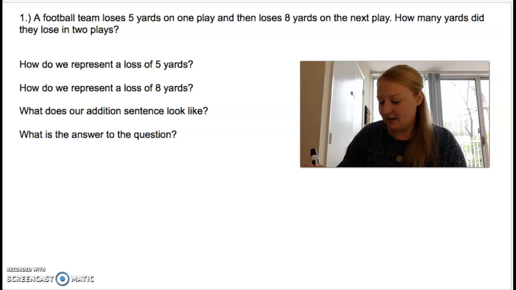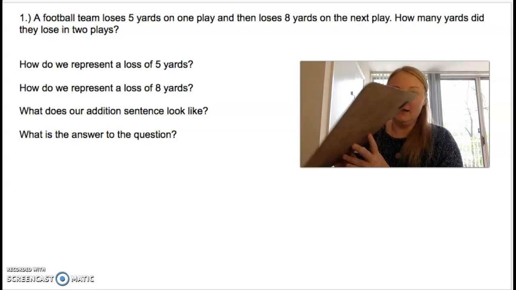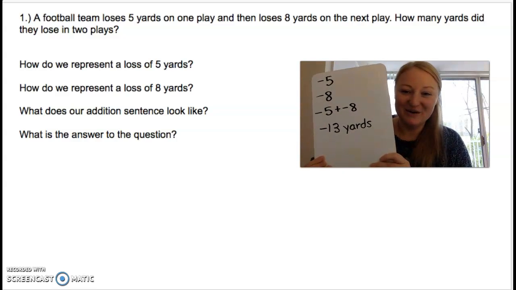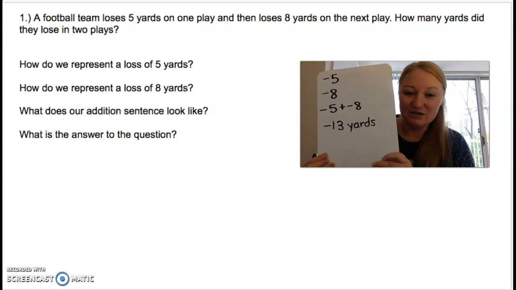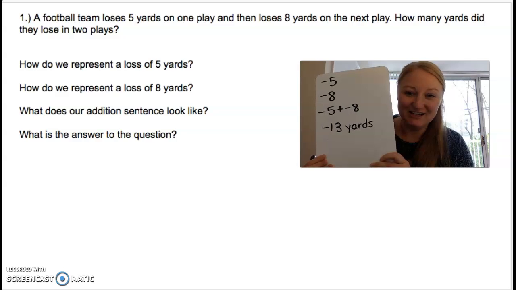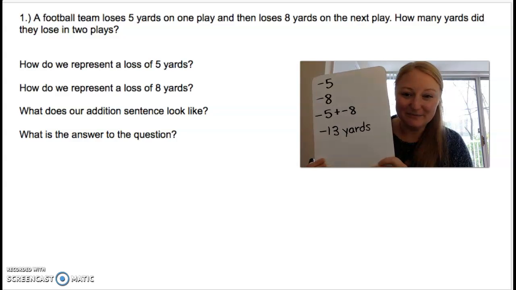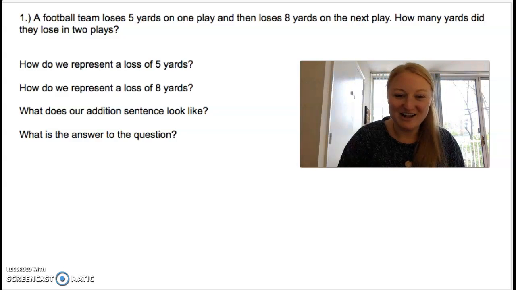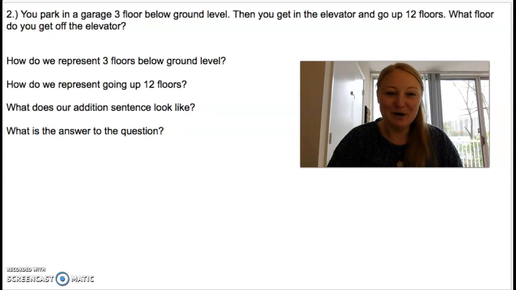And I'm going to go ahead and label my answer here. So how many yards did they lose in 2 plays? They had a loss of 13 yards. All right, let's try another one. Number 2, you park in the garage 3 floors below ground level. Then you get in the elevator and go up 12 floors. What floor do you get off the elevator?